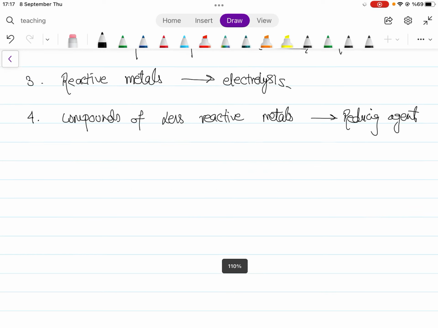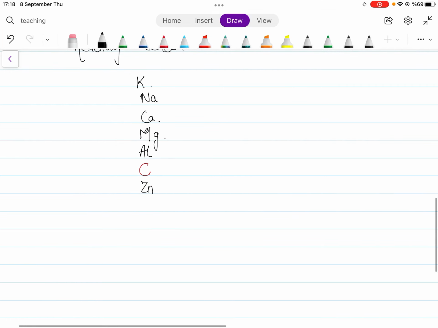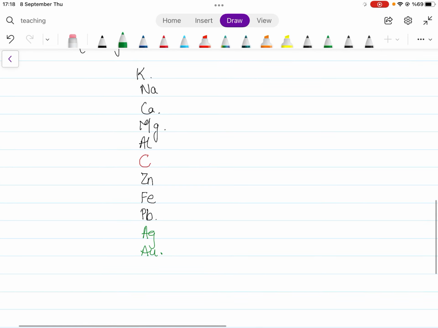Now let's revise the reactivity series. We have potassium, sodium, calcium, magnesium, aluminium. These are all the metals here. Then comes carbon, then comes zinc, iron, lead, then comes the most unreactive ones, which are silver and gold. Now for the first method, for these ones, we use electrolysis. So till here, till aluminium, we use the method of electrolysis.